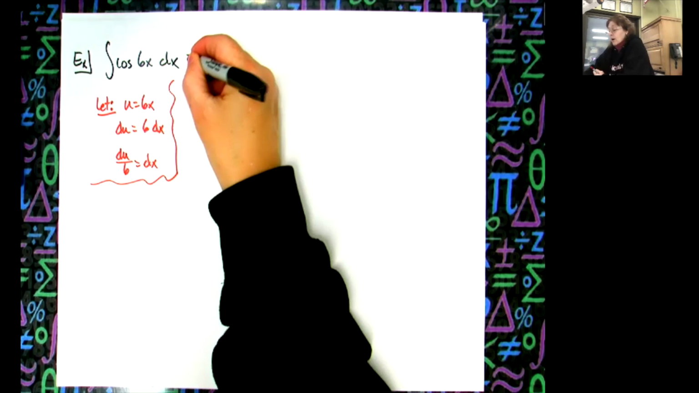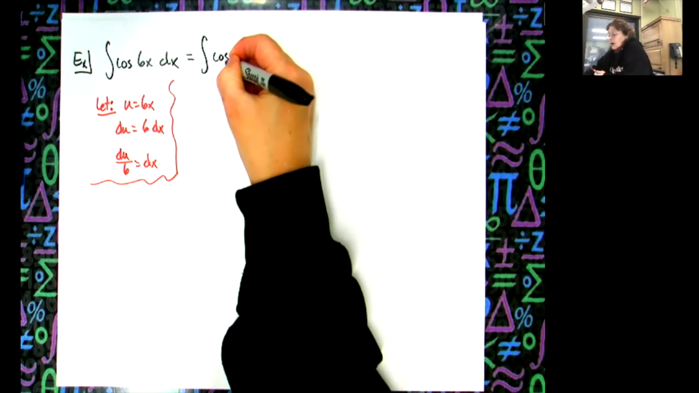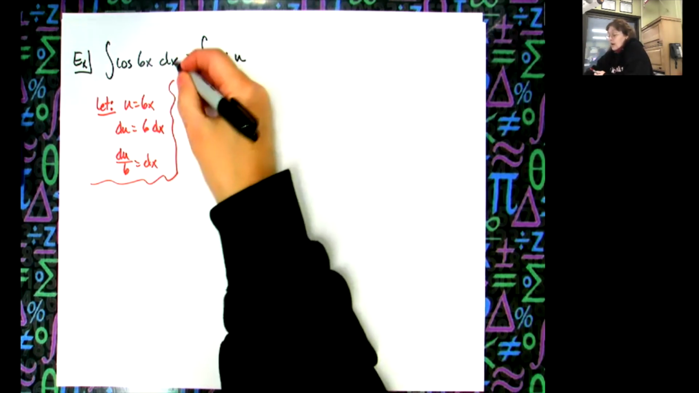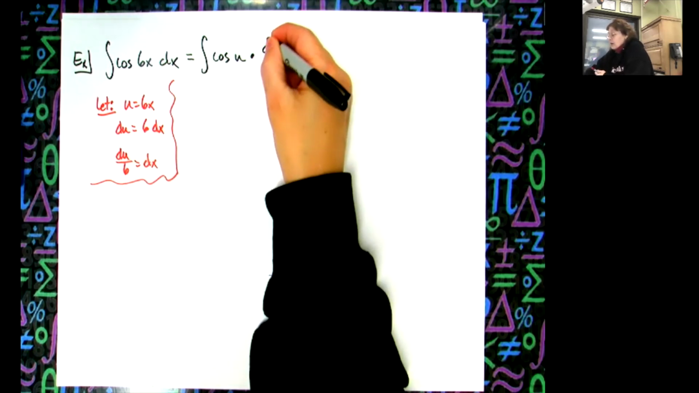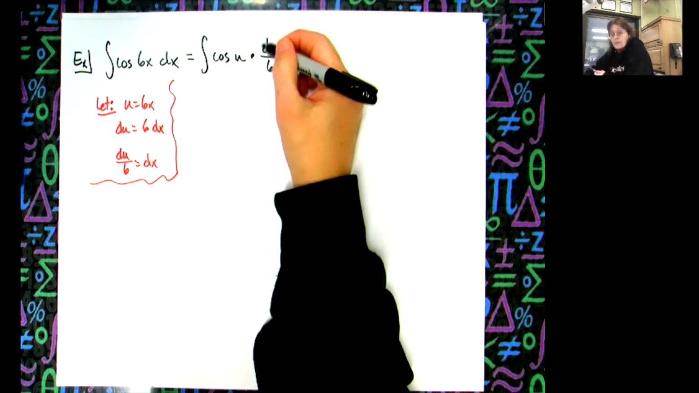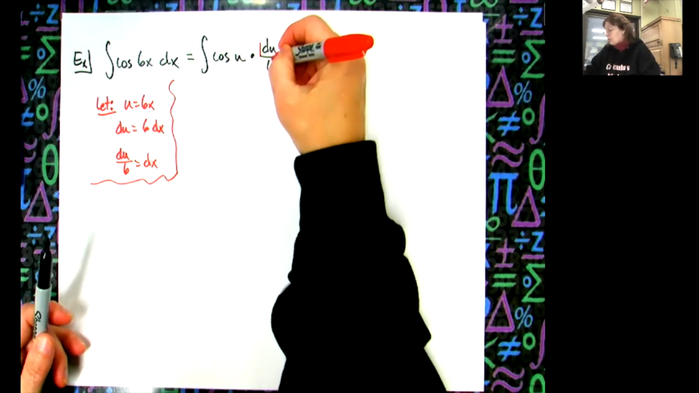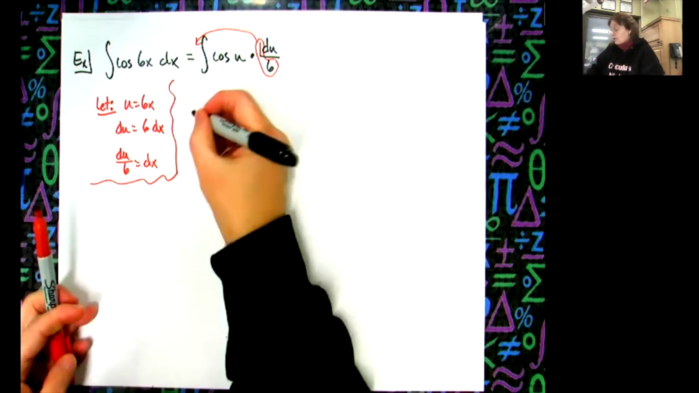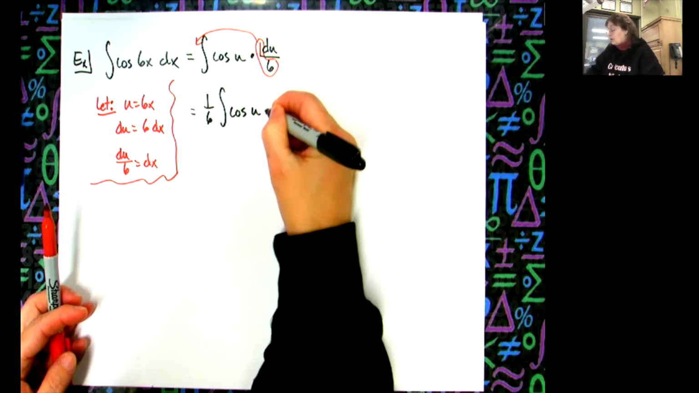So when we come back up here, I write the integral, I keep cosine, but I replace the 6x with my u. I replace dx with du over 6, and here is the 1/6 that gets pulled out. That's the part you miss if you don't do a u substitution. Right here is 1/6. It has to get pulled out in front of that integral. So then I have 1/6 integral cosine u du.